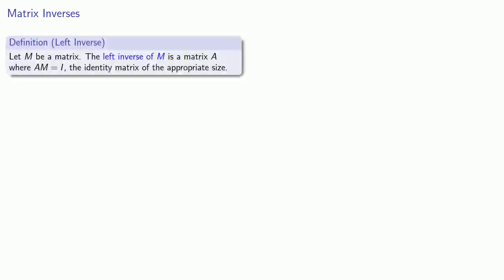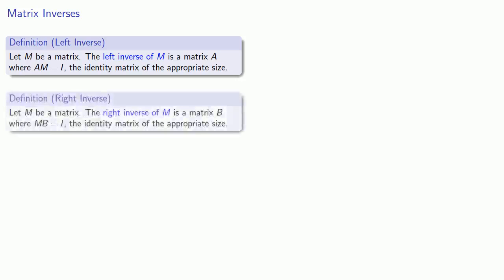So suppose I have some matrix M. The left inverse of M is a matrix A where AM is equal to I, the identity matrix of the appropriate size. And the reason that this is called the left inverse is because A is being multiplied on the left of M. So of course the question you're asking is, could there be a right inverse of M? And the answer to that is, sure, why not? The right inverse of M is a matrix B, where M times B is going to give us I, the identity matrix of the appropriate size. And so here we're multiplying by B on the right, and we're getting a right inverse.